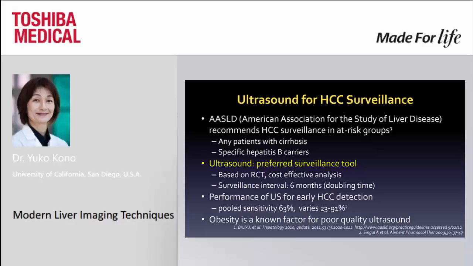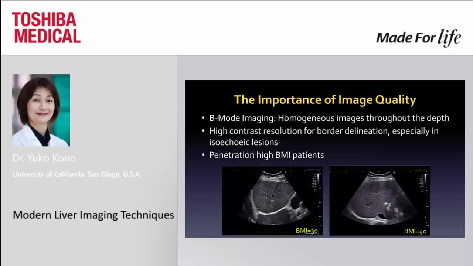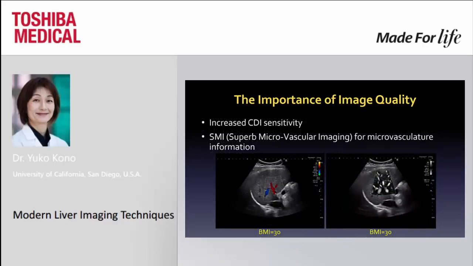So I will share with you some images that we scanned recently with Toshiba I-Series. On the left hand, that's a BMI 30 obese patient, and then the right hand is a morbidly obese patient with BMI 40. And you can see, B-mode grayscale, it's very nice, homogeneous images throughout the depth, and also very nice penetration. You can also see color Doppler and SMI, which is moving. Very nice microvasculature information.